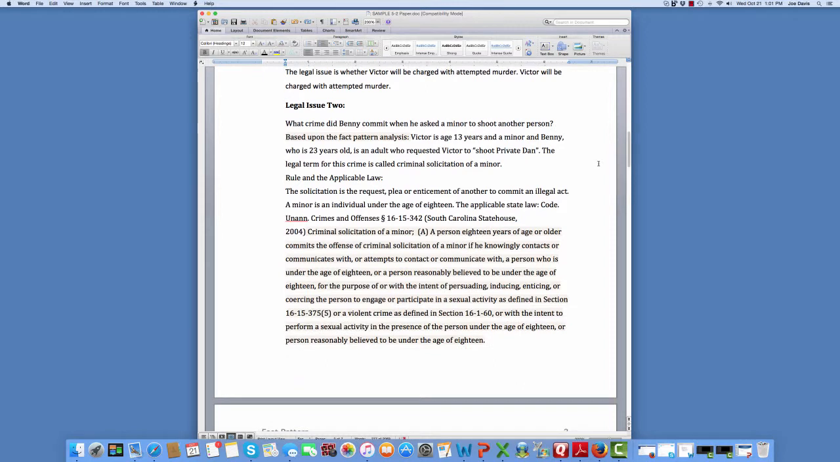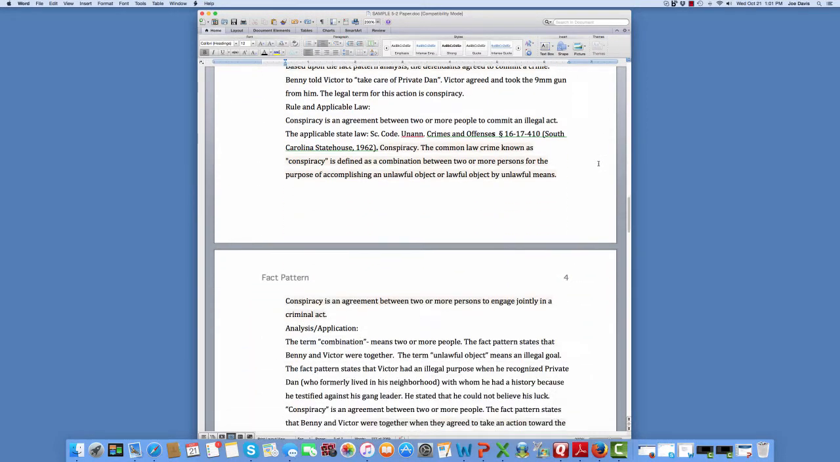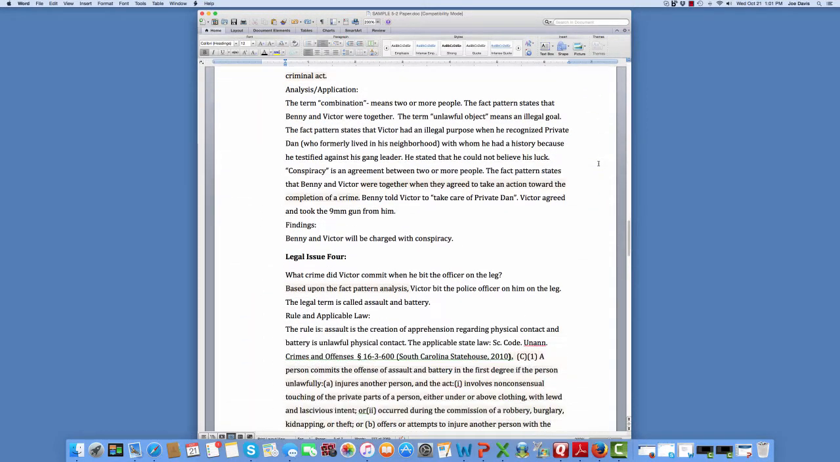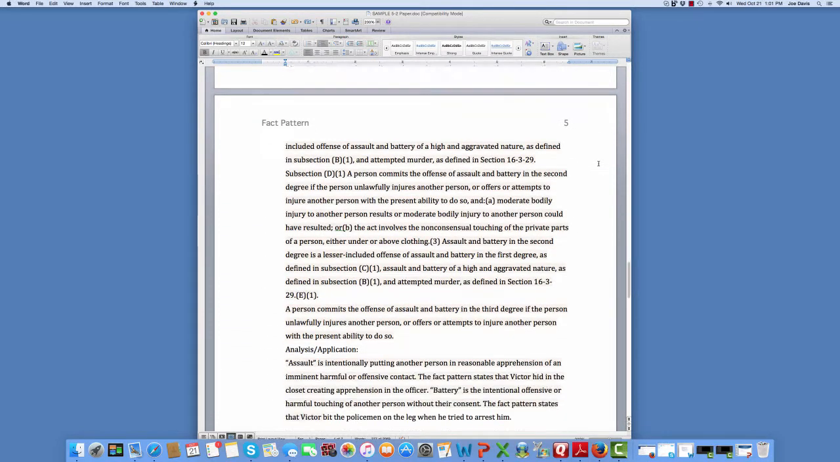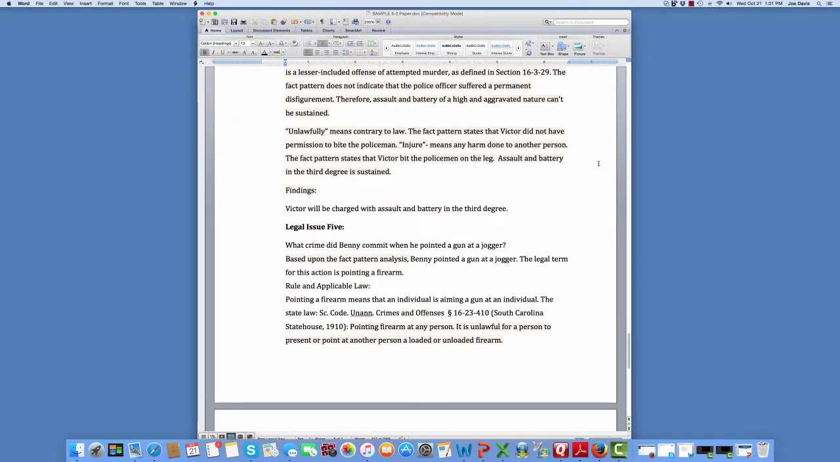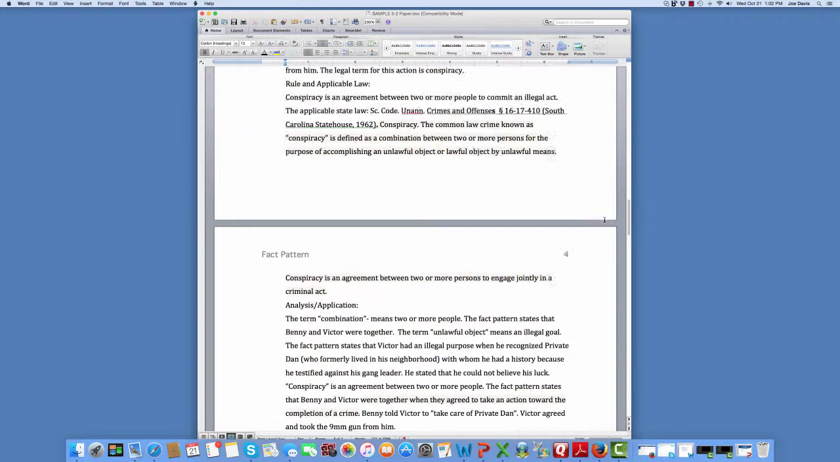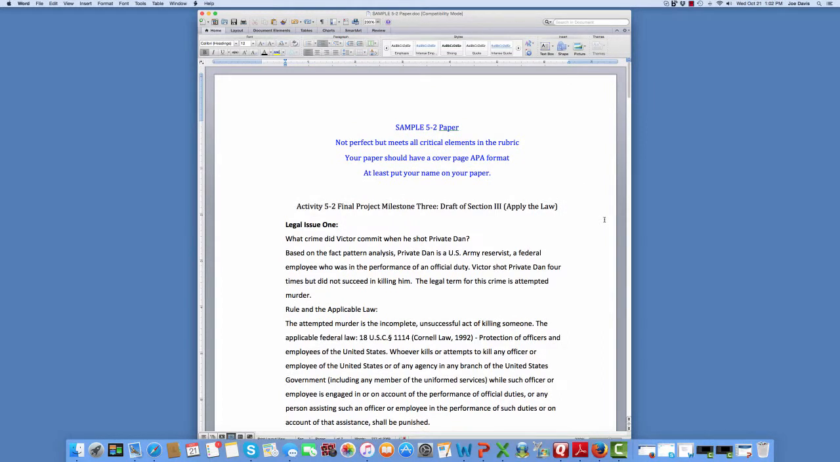And then you repeat the entire process for the rest of your legal issues. So you're going to have 5 sets of these. So there's legal issue 3, legal issue 4, legal issue 5, excuse me, it's on page 5, legal issue 5, and at the end you see what this student didn't have is there were no references in APA format. So you need to make sure you have your references. So this is, as it says at the very top, this may not be the most perfect paper, but it is certainly one that would get you a high grade.